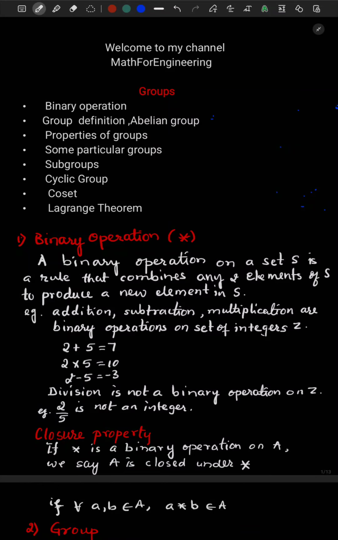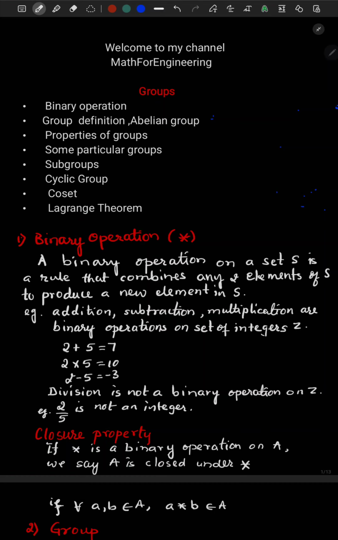Today's topic is group theory. It's a branch of abstract algebra. It is built from two simple things: one is any non-empty set G, and one binary operation. So, the topics in this module are binary operation, group definition, properties of groups, some particular groups, subgroups, cyclic group, coset and Lagrange's theorem.